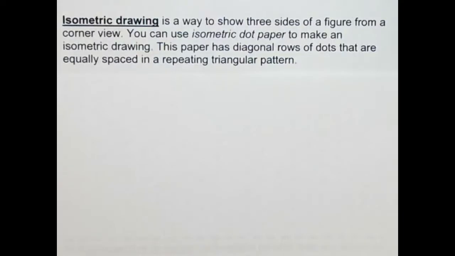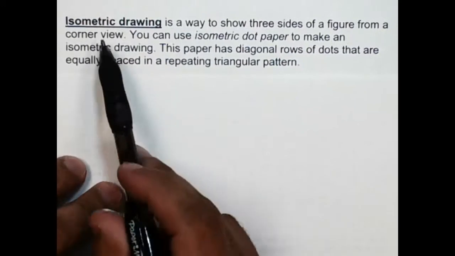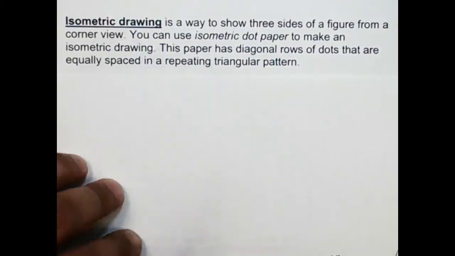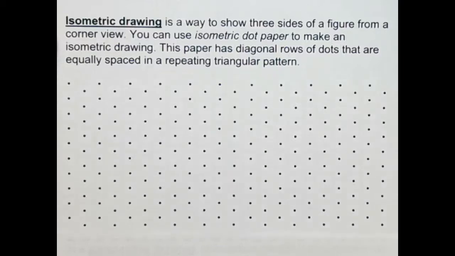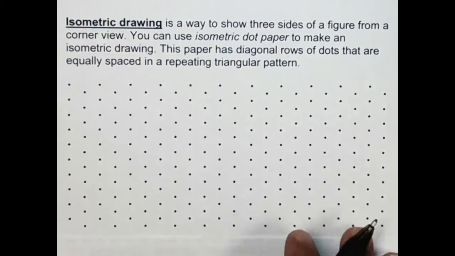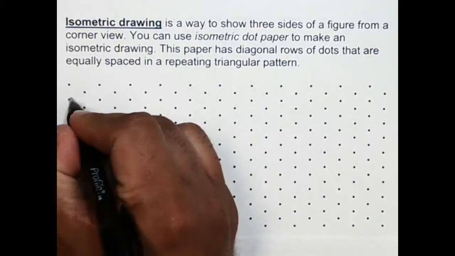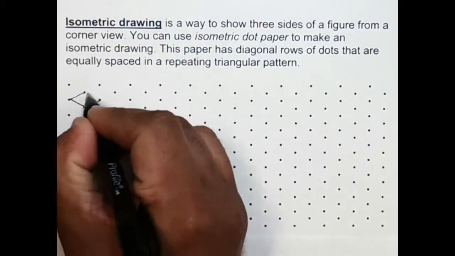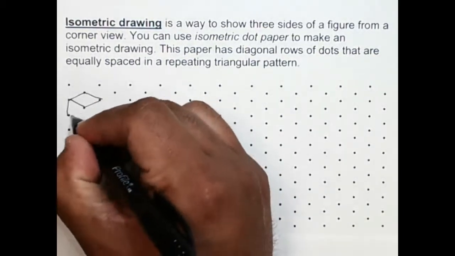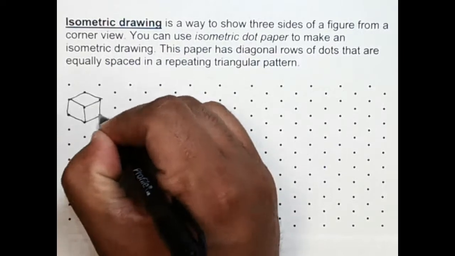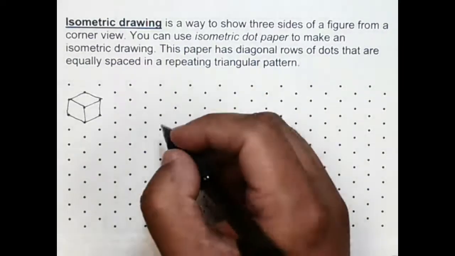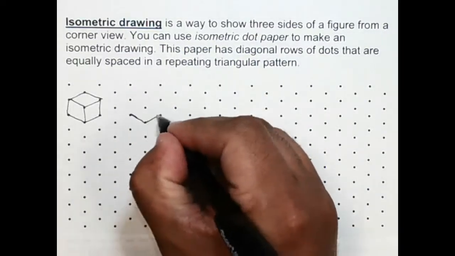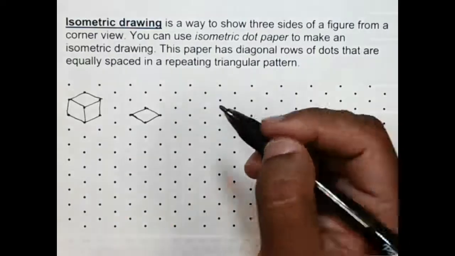Alright, the next kind of representation of 3D drawings is something called an isometric drawing. There's a paper that you actually use that has dots that look like this. The reason they're lined up like this is because if you connect them in different ways, you can get different shapes. That would be a basic cube. I'm just going to show you one that we can draw, and you'll be able to practice this.